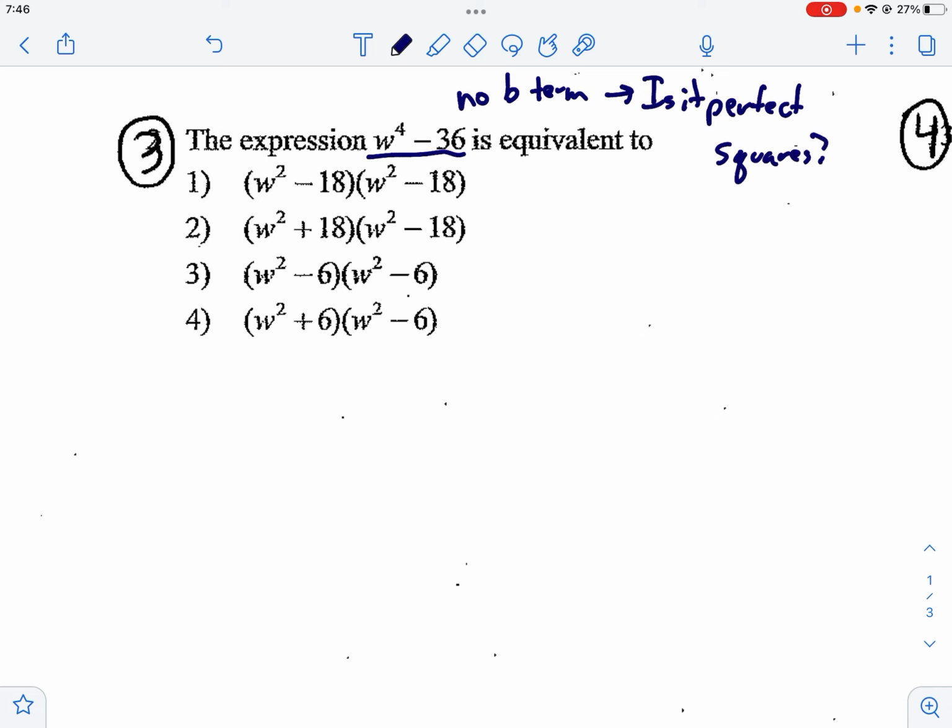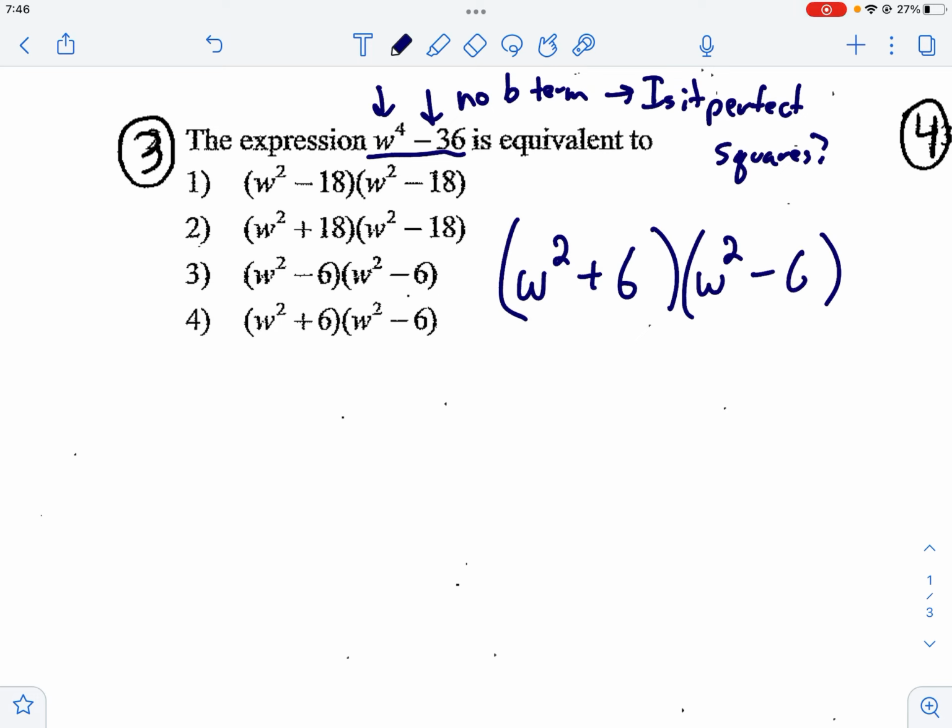In this case, it is perfect squares. W squared is a perfect square of w to the fourth. So we know in the answer we would have w squared times w squared to get to w to the fourth. The second number, negative 36, is also a perfect square. So if there's no b term and both are perfect squares, we can write them as a difference of perfect squares, w squared plus 6 and w squared minus 6.